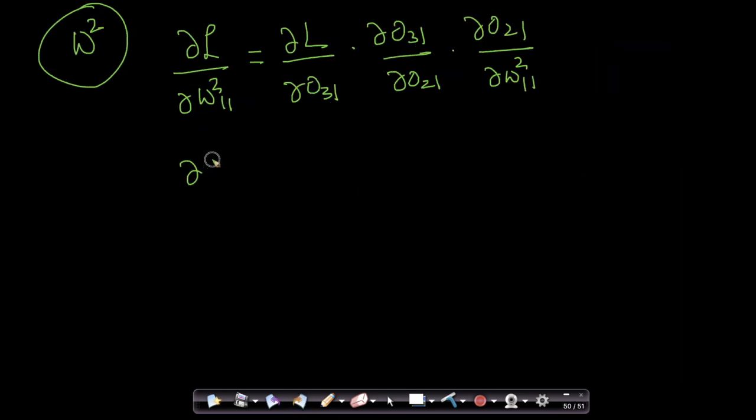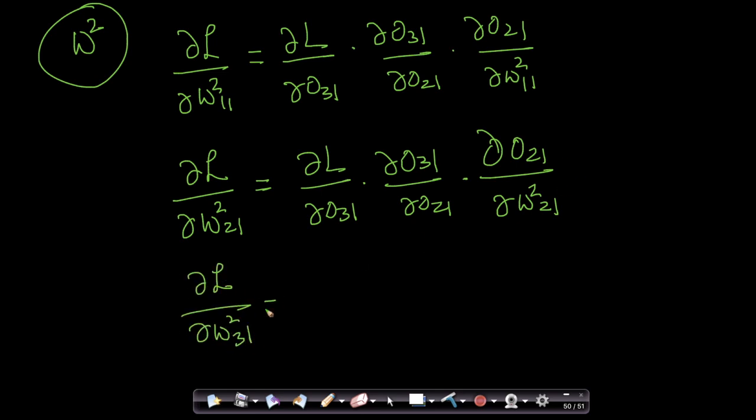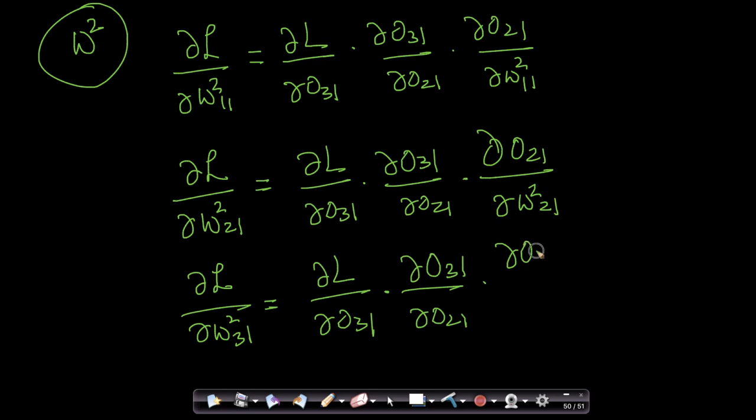Okay, so derivative of L with respect to W221 is derivative of L with respect to O31, O31 with respect to O21, sorry, and O21 with respect to W221. Similarly, derivative of L with respect to W231 is derivative of L with respect to O31, derivative of O31 with respect to O21, and O21 with respect to W231. So these are the weights in W2.